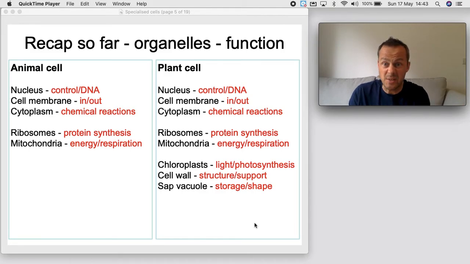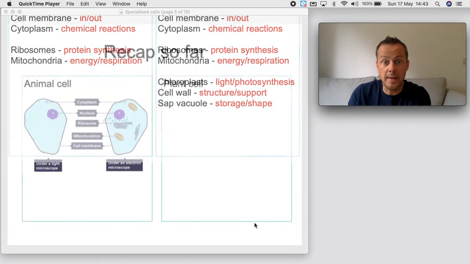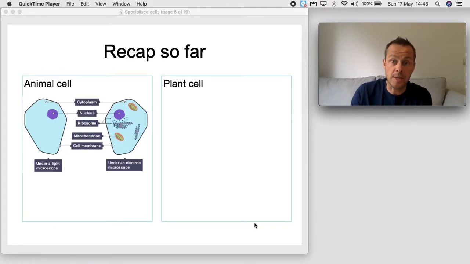The next thing is being able to draw them. So the slide I've got here shows the animal cell ready. What you need to be able to try and do is draw a plant cell. So the animal cell is shown there for you. If you can try and draw a plant cell, pause the video and have a go at that.